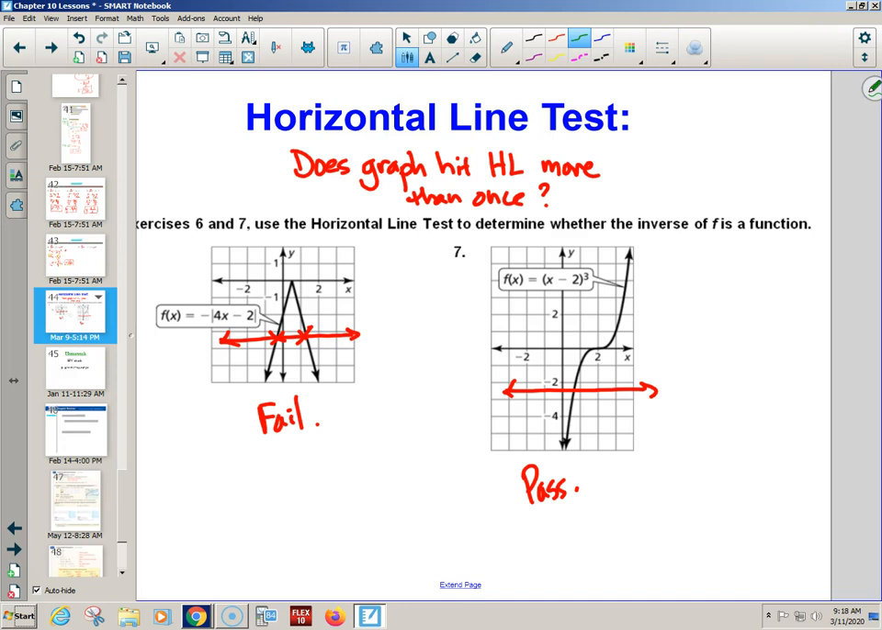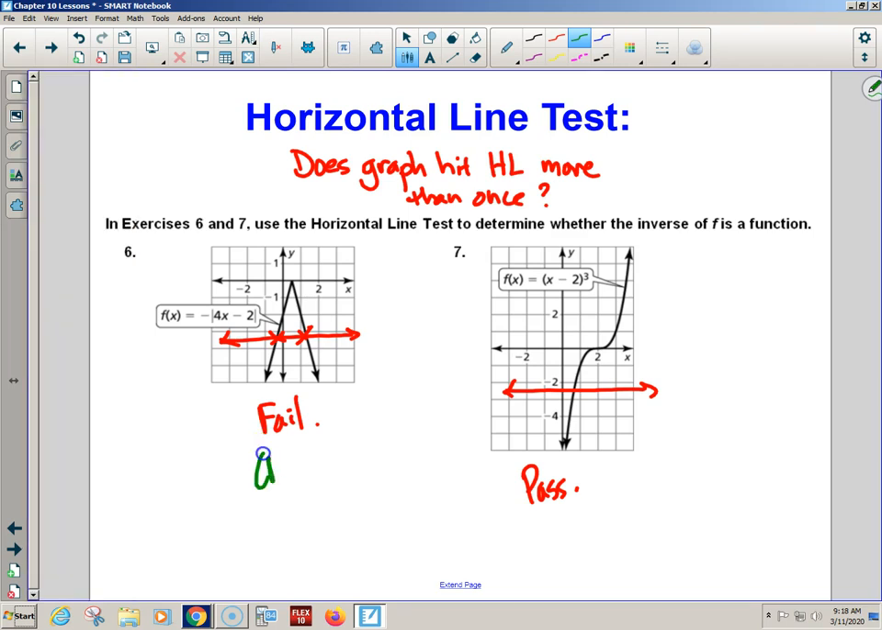Anytime it hits more than once, we're going to say it fails the horizontal line test, which means the answer to this question would be no. It does not have an inverse that's a function. Any time a horizontal line, if you go through the whole graph, would only hit once, it passes.